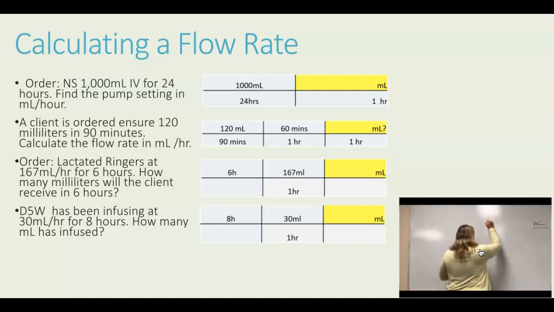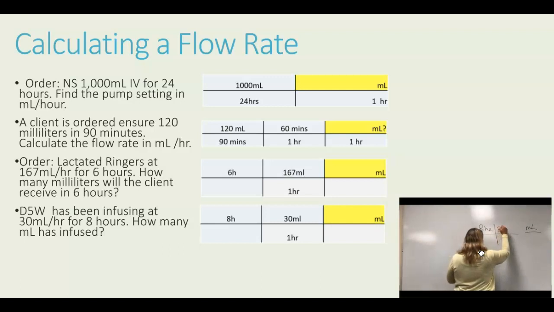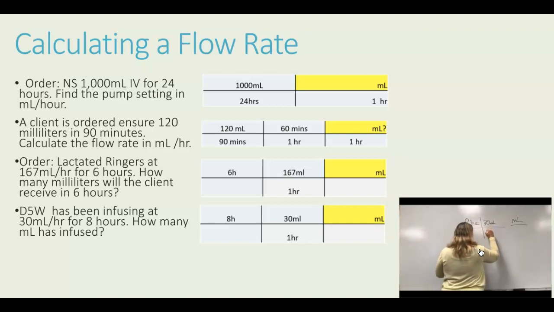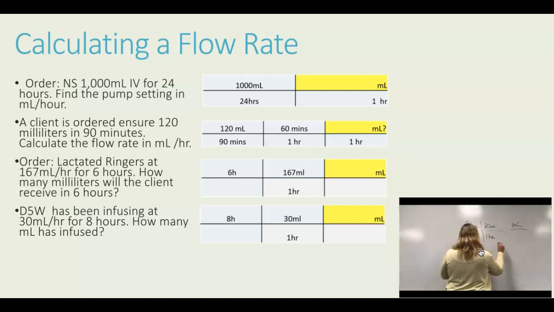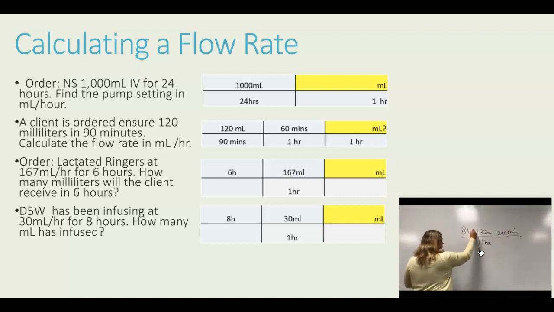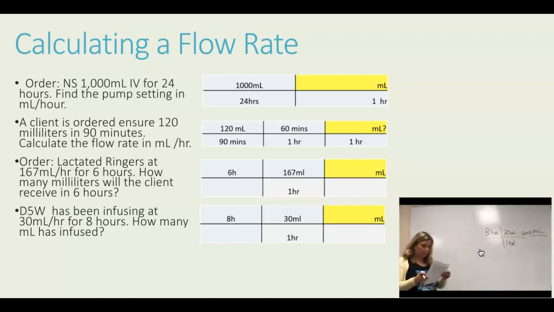But it's been going for 8 hours. And how fast has it been going? It's been going at 30 mils in 1 hour. So if you do your math, 8 times 30 divided by 1, and that's going to be 240 milliliters total. And again, your hours will cancel out, so you're just left with mils. So you know you built it correctly. All right.